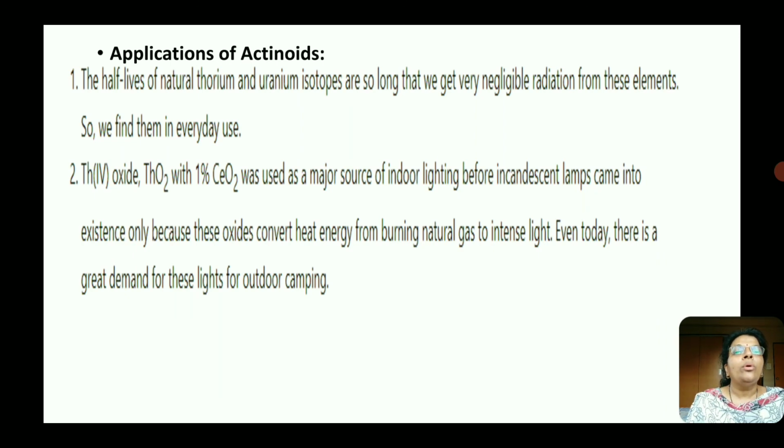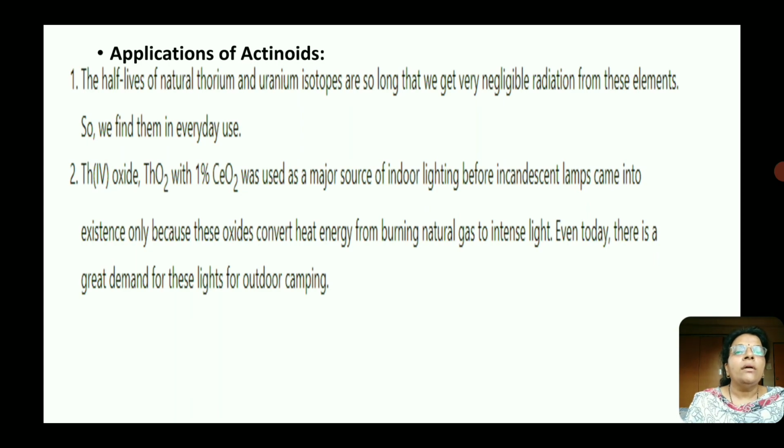Then second, thorium in +4 oxidation state. Thorium oxide, that is ThO2, with 1% CeO2 was used as a major source of indoor lighting before incandescent lamps came into existence, because these oxides convert heat energy from burning natural gas to intense light. Even today, there is a great demand for these lights for outdoor camping.